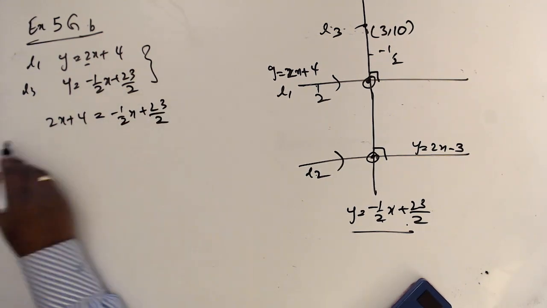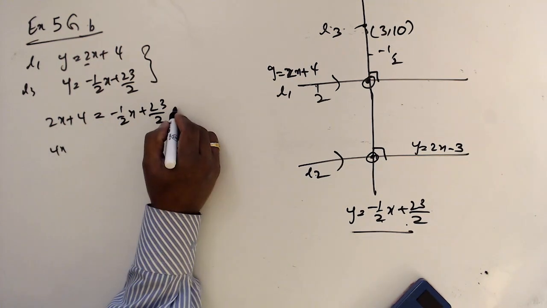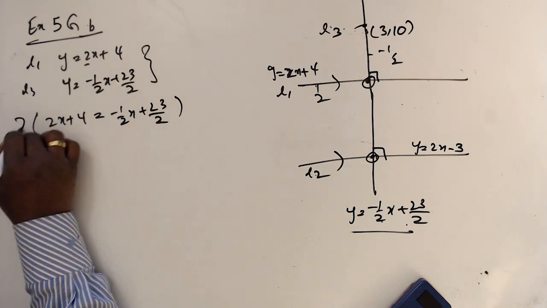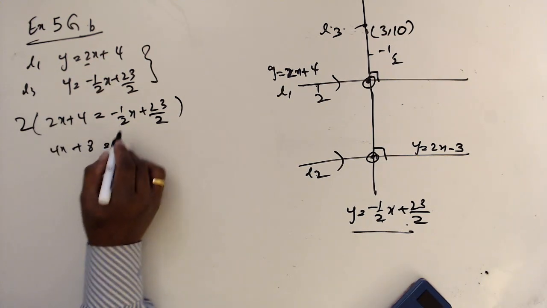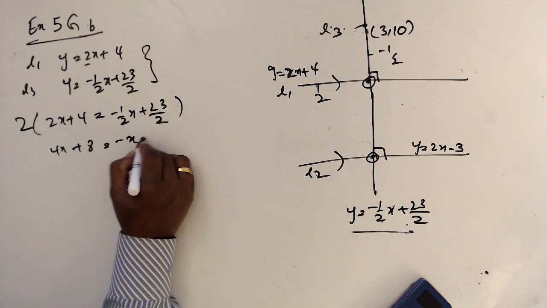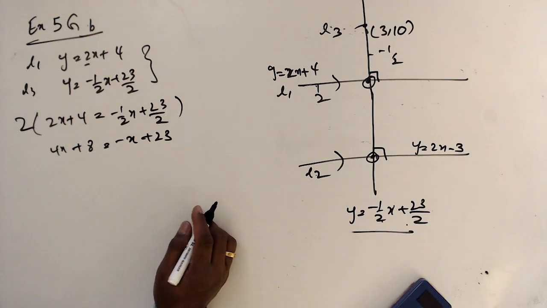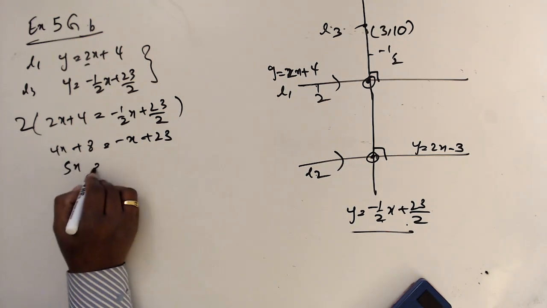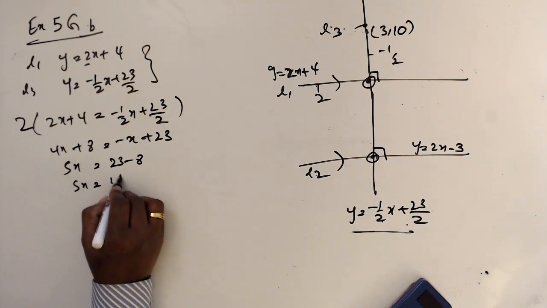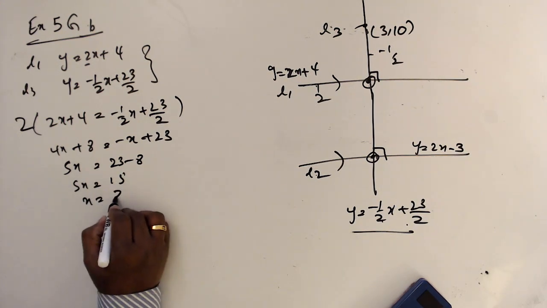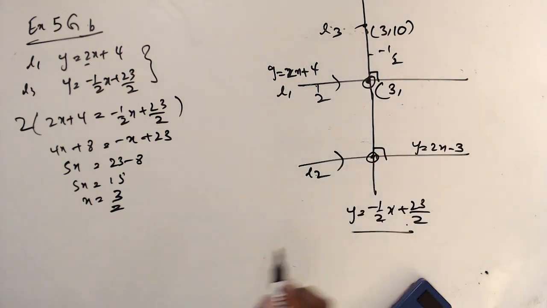I'll multiply the whole equation by 2. This is going to be 4x plus 8, and this half is cancelled out, minus x, and 2 is cancelled out, plus 23. So 5x equal 23 minus 8. 5x equal 15. X equal 3. So this point is 3 now.